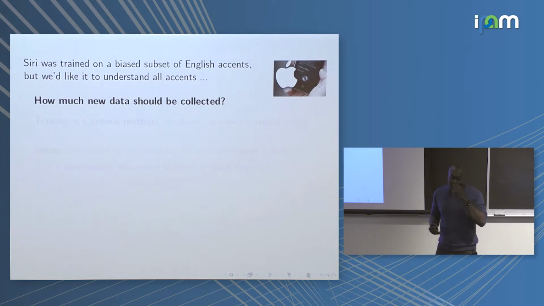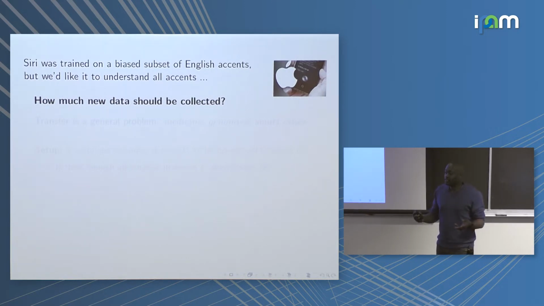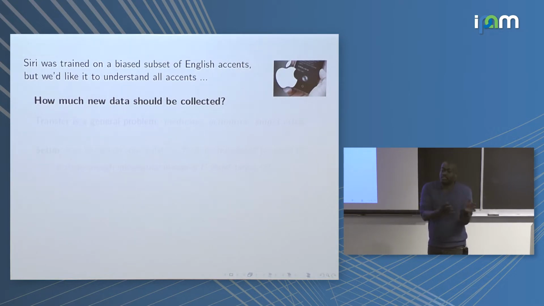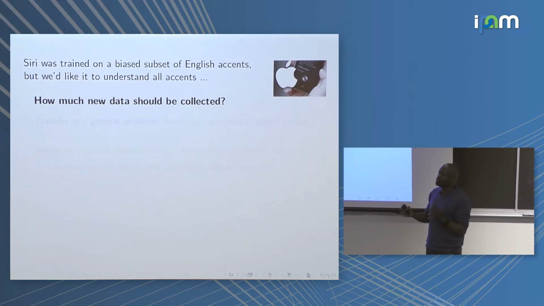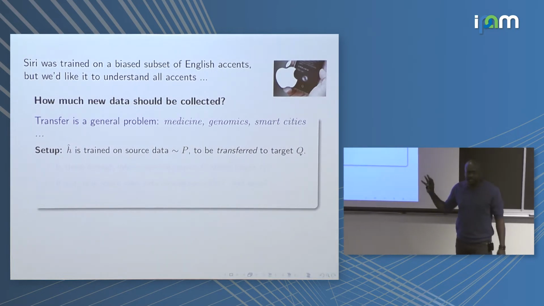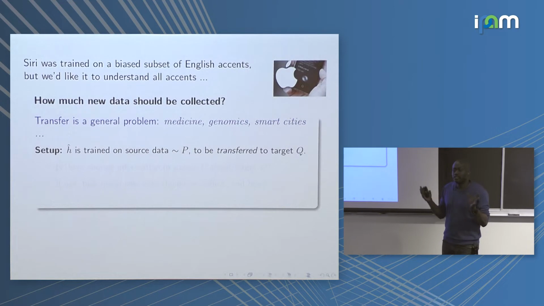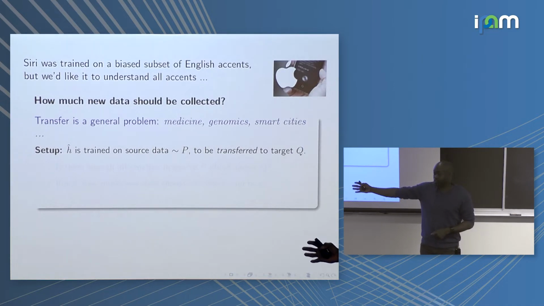Another high-level question is what are the optimal approaches once they've collected this data? What are the optimal approaches to properly transfer information from what they had trained before to the new setting? I hope that is clear. Both those questions are about minimizing the cost of transfer. Transfer is a fairly general problem. You have transfer problems in medicine, in genomics, in smart cities, in a lot of the emerging applications where the data that you collect is not very representative of the eventual population that you're targeting.